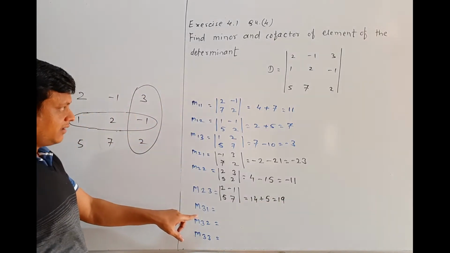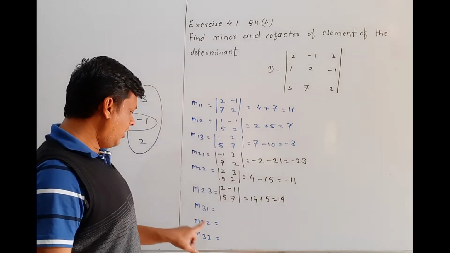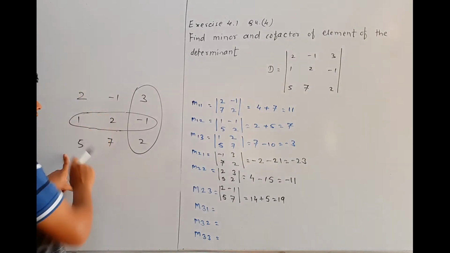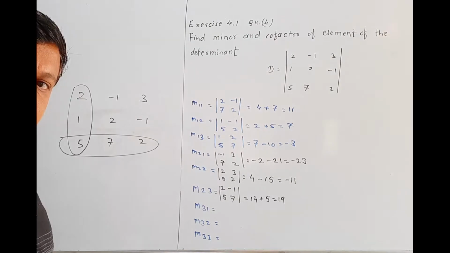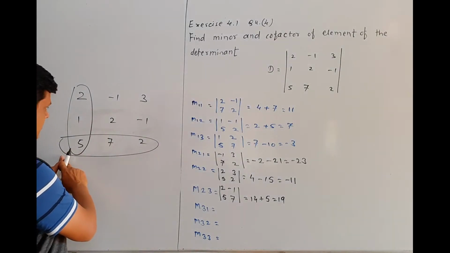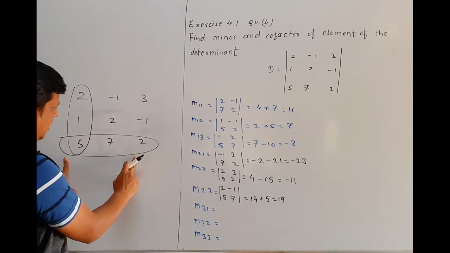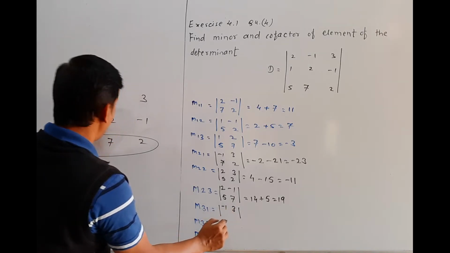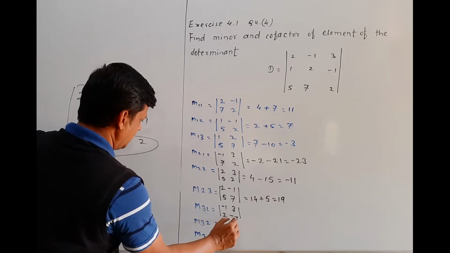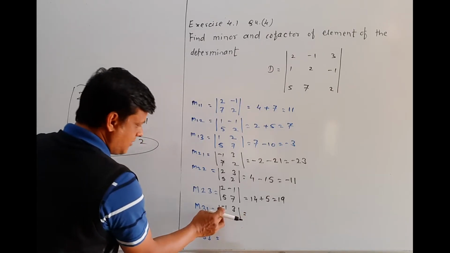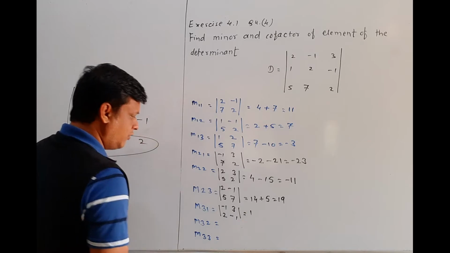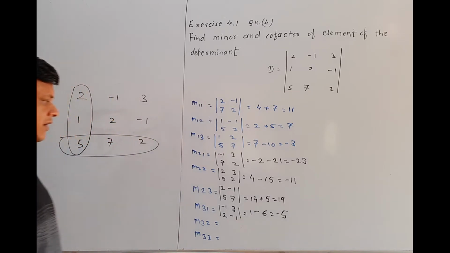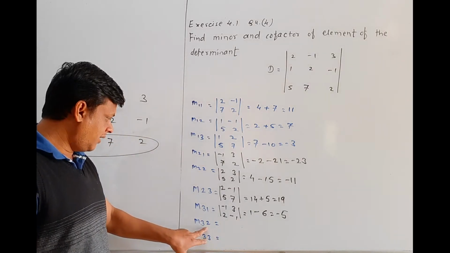Then next we have to find minor of 5, that is the value of M31. So for that we have to skip this third row and first column. So here we skip first column, third row, and the remaining elements are minus 1, 3, 2, minus 1. So calculate the value of this determinant. Minus minus gets plus, so 1 into 1 we get 1, minus 2 into 3 we get 6, which is equal to minus 5. Then next we have to find M32.